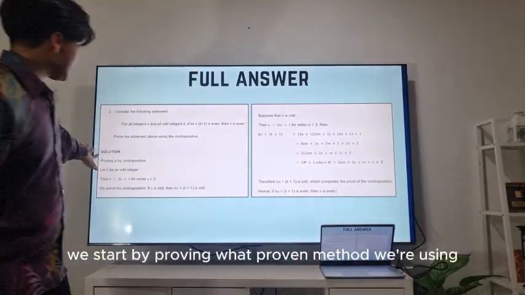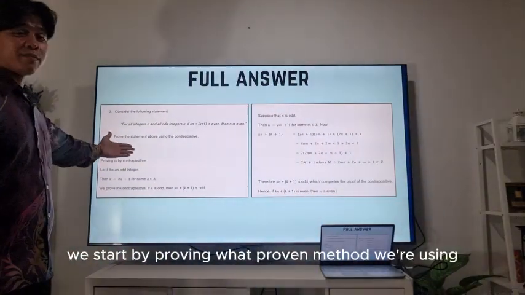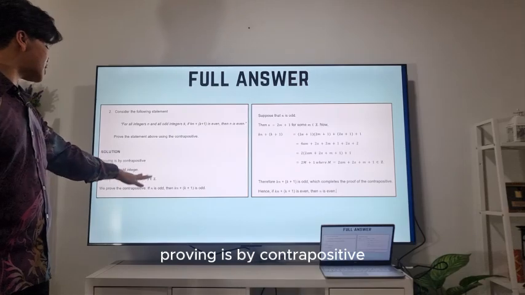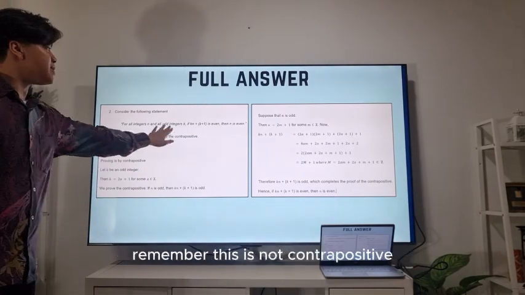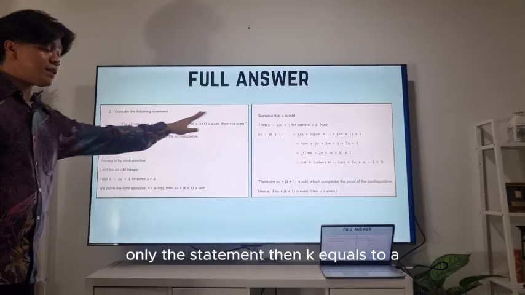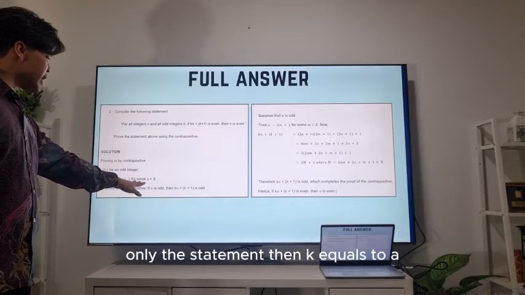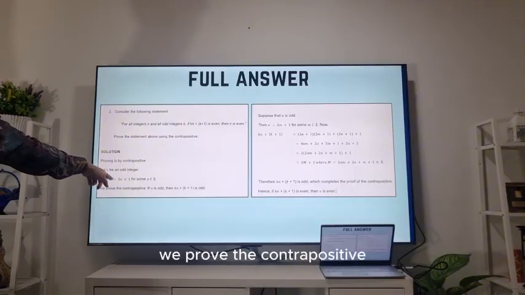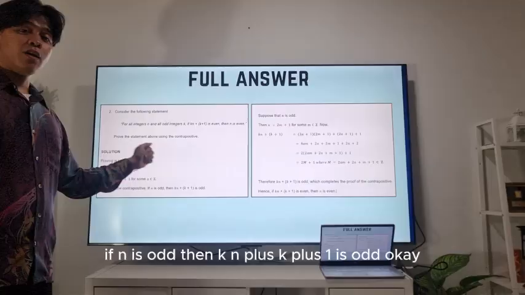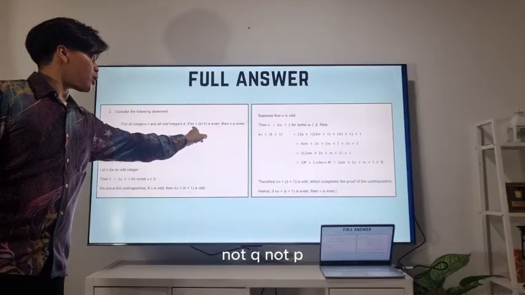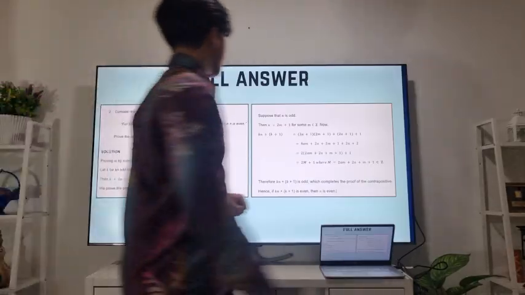Okay, we start by proving. What proving method are we using? Proving is by contrapositive. We continue with: let k be an odd integer. Remember, this is not contrapositive, only the statement. Then k equals 2a plus 1. We prove the contrapositive: if n is odd, then kn plus k plus 1 is odd. Okay? Not Q, not P.